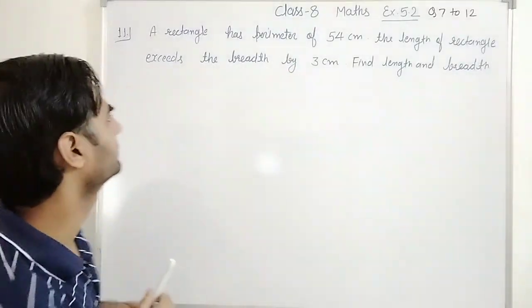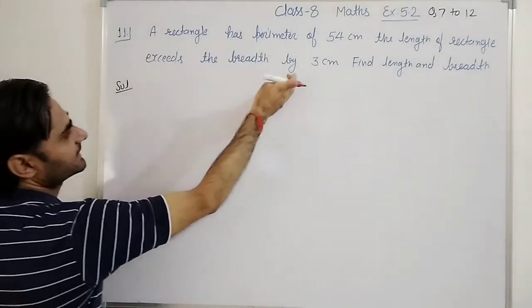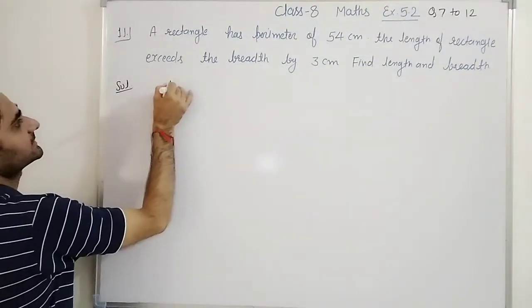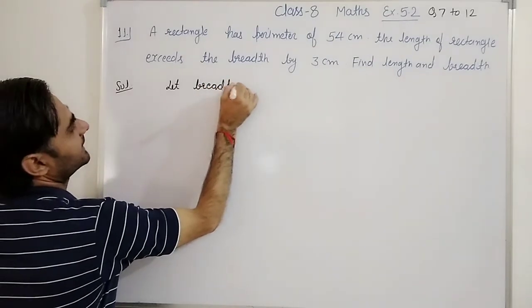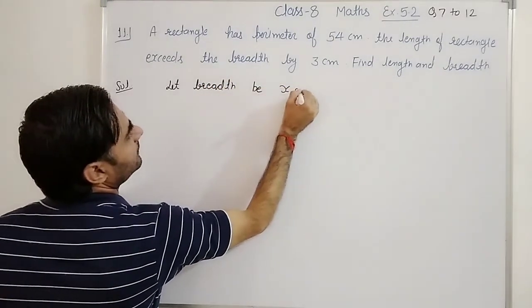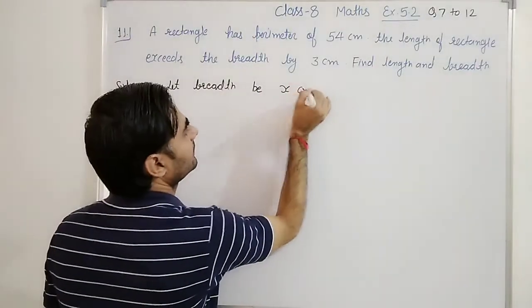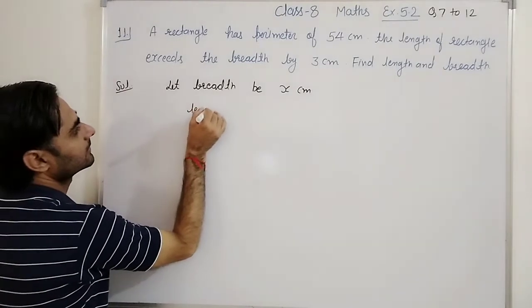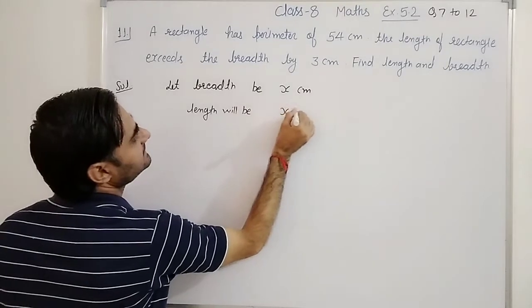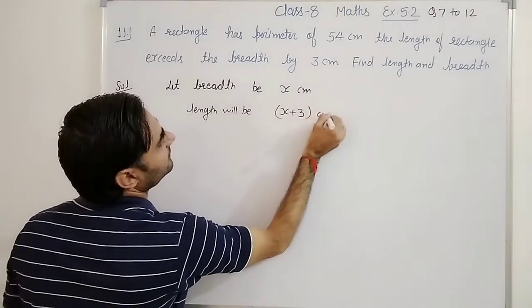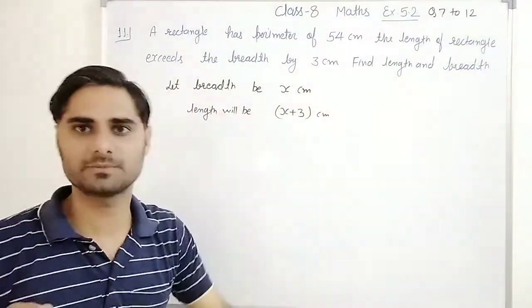तो let breadth be x, right ना? Solution में क्या करेंगे? Because breadth is less than the length, so let breadth be x centimeter. अगर breadth x सेंटीमीटर है, then length will be x plus 3 centimeter. Why? Because the length exceeds the breadth by 3 centimeter. This will be x plus 3.